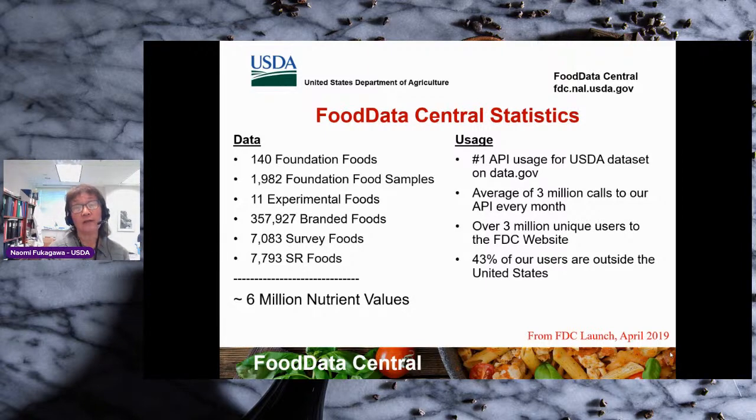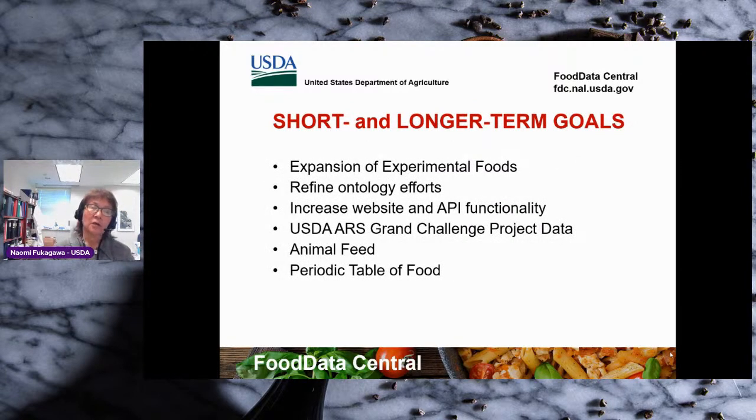And we are proud that it is the #1 API for the USDA data sets on data.gov, and we have an average of 3 million calls to our API every month, over 3 million unique users to the FDC website, and interestingly, 43% of our users are actually from outside the US, and the database itself contains information on approximately 6 million nutrients. So where do we see ourselves going in the future? Our short and longer term goals for Food Data Central will be an expansion of experimental foods. We also need to refine our ontology efforts.